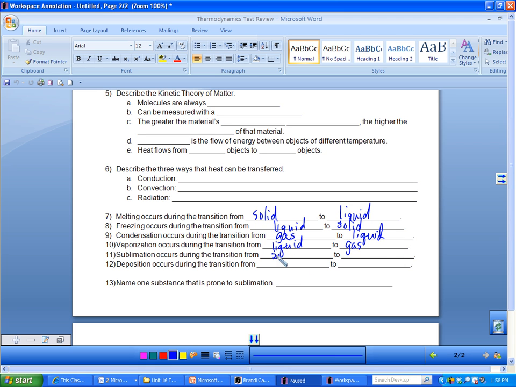Sublimation, we skip from a solid to a gas. And deposition occurs when we go from a gas to a solid. An example of that would be frost. Dry ice is the best example of sublimation, and CO2 is prone to sublimation. So I'm going to stop and then I will go on with another recording.